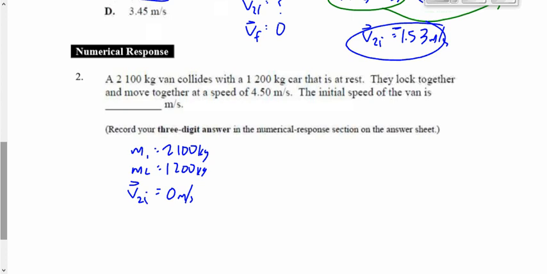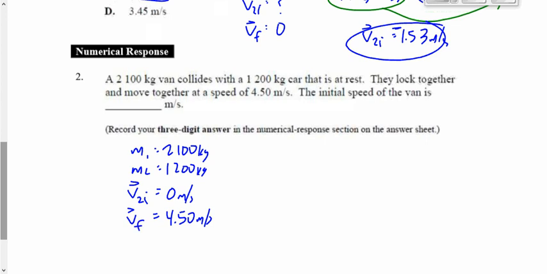They lock together and move off at a speed of 4.50 meters per second. What are we going to call this? V1 or V2? Or just V? Just V, because they lock together, right? Is it VI or VF? VF, yeah.